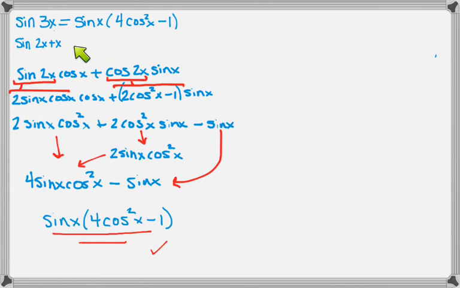This is a really good one to look at, especially because it has an odd number in for the multiple angle formula. It's not 2x, it's not 4, it's not 6, but it's an odd number, which shows me what I would get when I can take that apart using like 2x plus x.